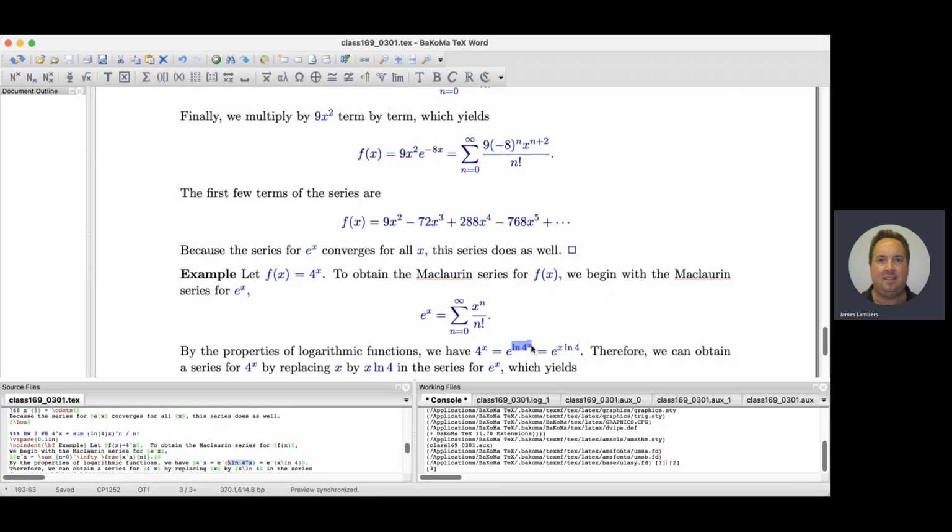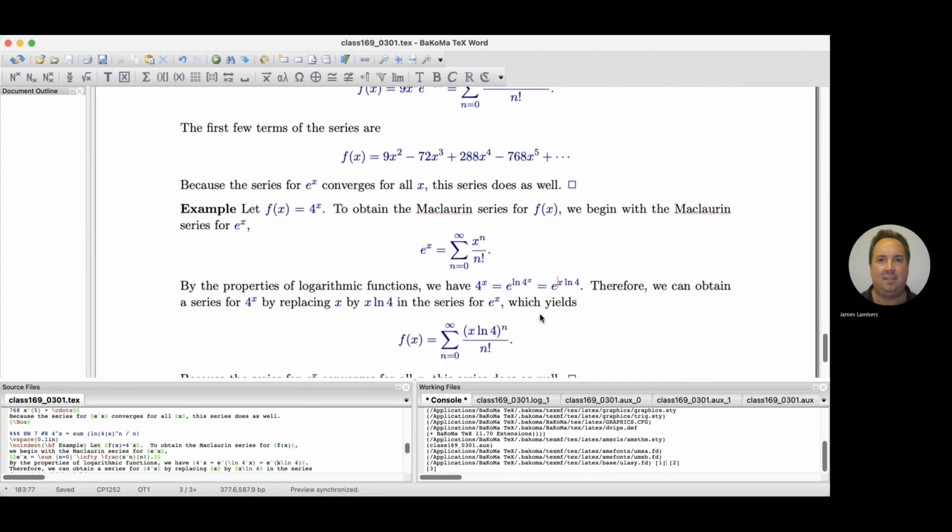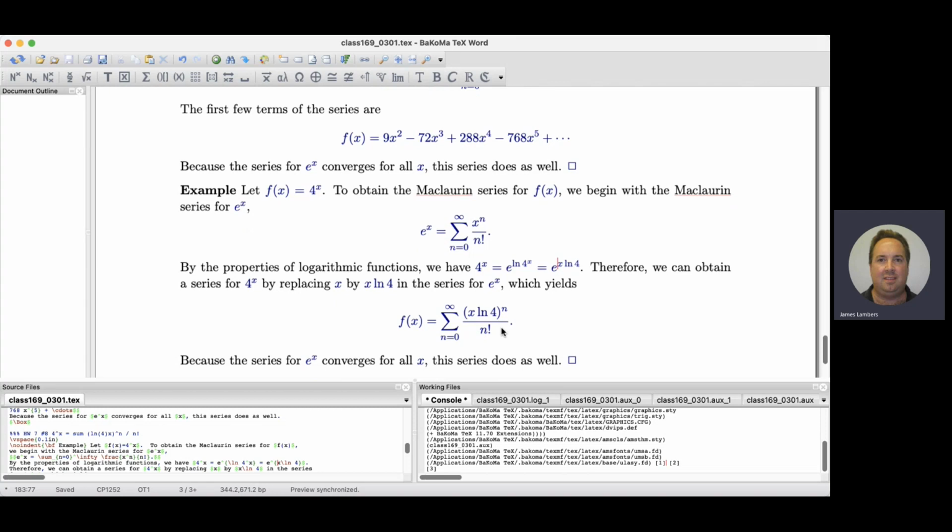But then if I look at ln of 4 to the x, one of the properties of a logarithmic function is if I'm taking a log of something raised to a power, I can bring that power down over here. So now I have e to the x ln 4. That's the whole exponent. So now this x ln 4 is playing the role of x in here. So all I've got to do is replace x with x ln 4, and that is my series for 4 to the x. And again, because e to the x converges everywhere, this series will also converge everywhere.